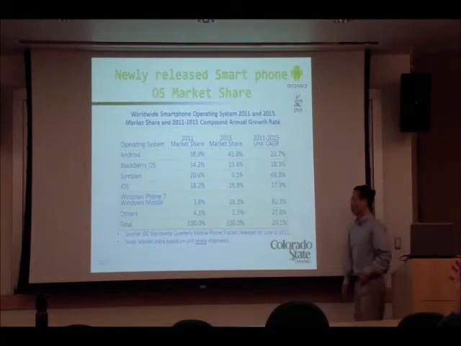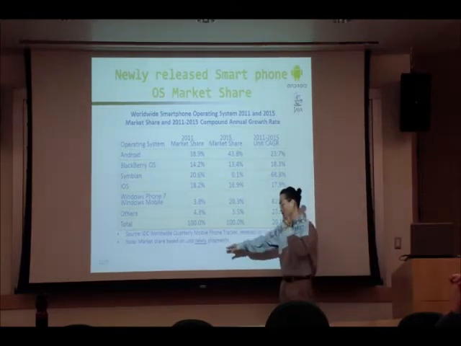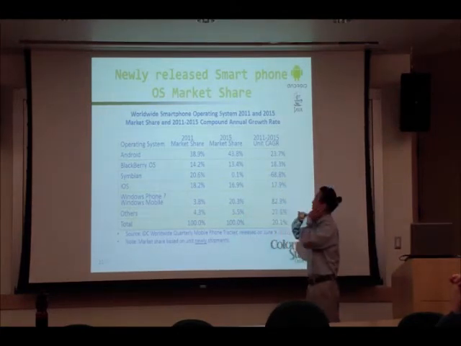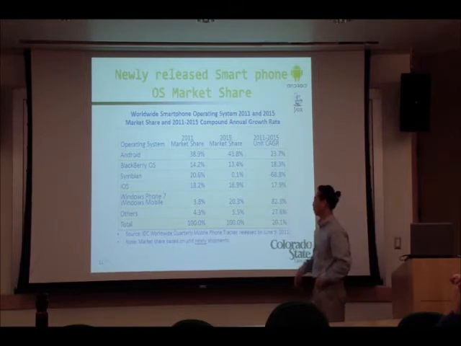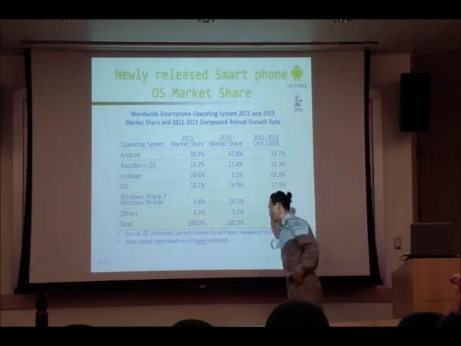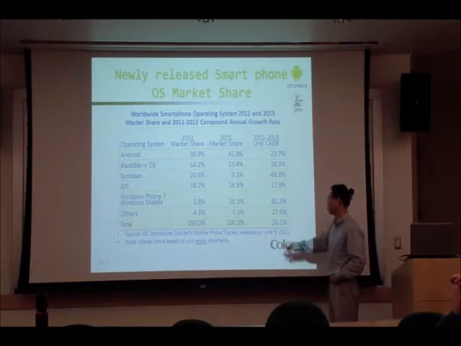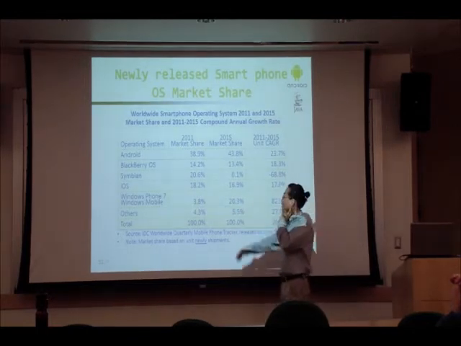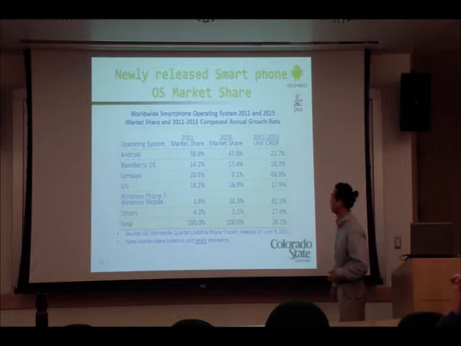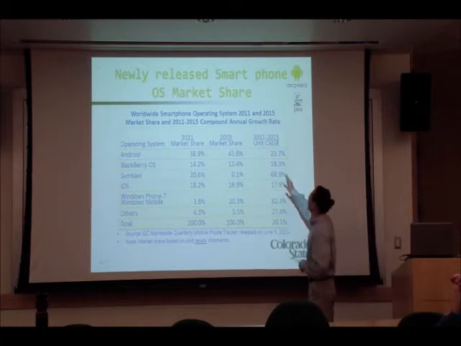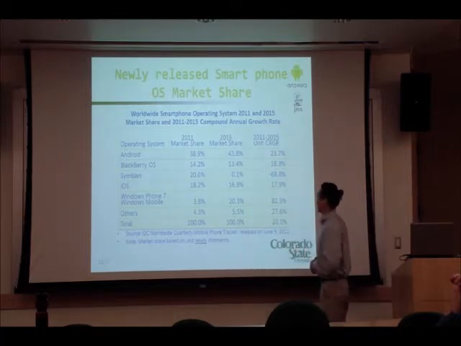Now let's see only the yearly shipment-based market share for operating systems. This table is from IDC Worldwide Quarterly Mobile Phone Tracker, released last month, June 2011. The second column shows the 2011 market share, while the third is the market share for 2015, which is an estimated number. And this one is the compound annual growth rate.